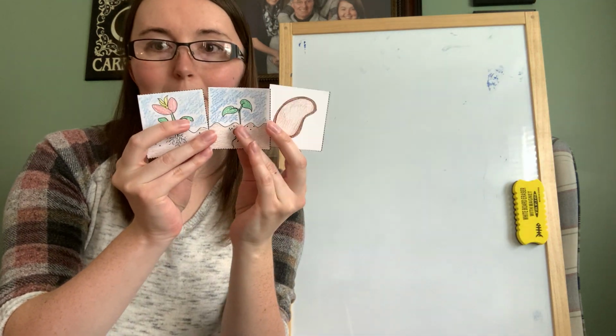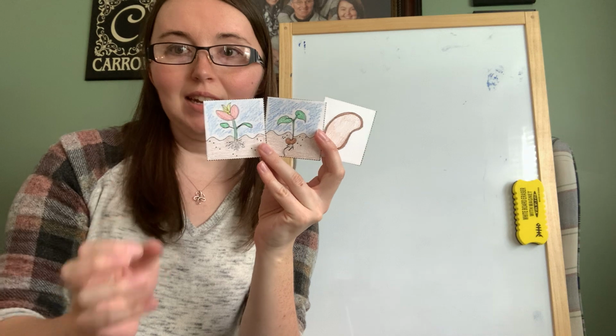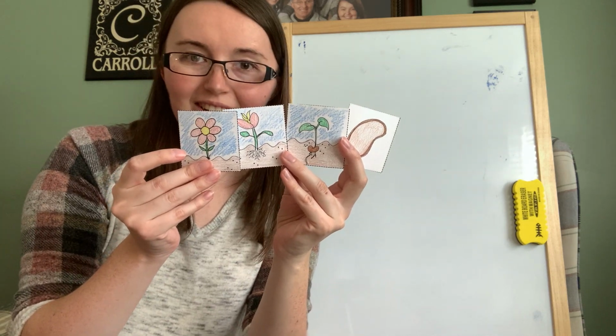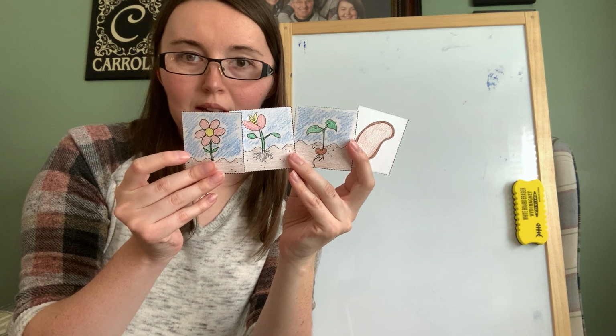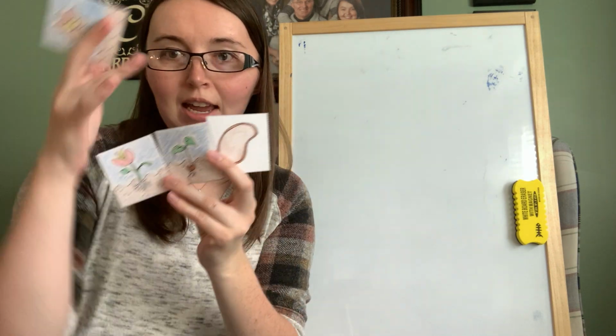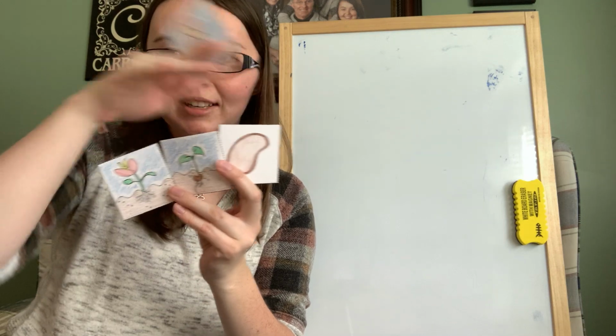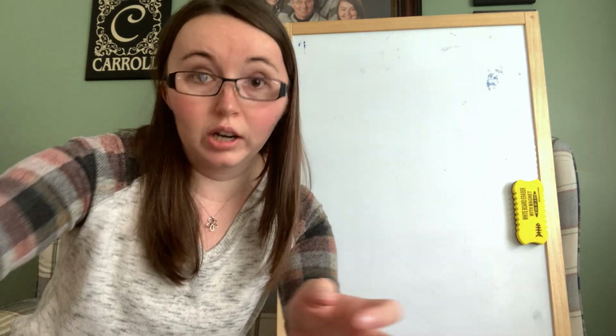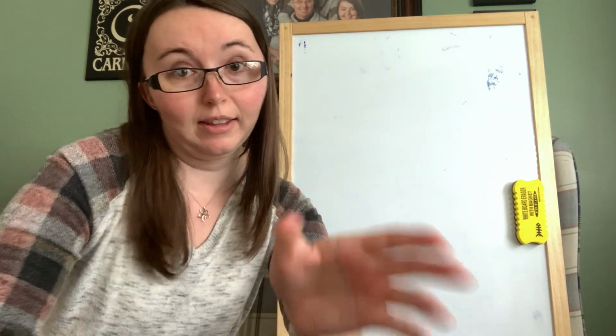Let's see. And then at the very end, we have our flower. Then what comes? The wind comes and it blows the seeds off the flower, and it starts over with the seed. So today we're going to use our bodies to do the plant life cycle.